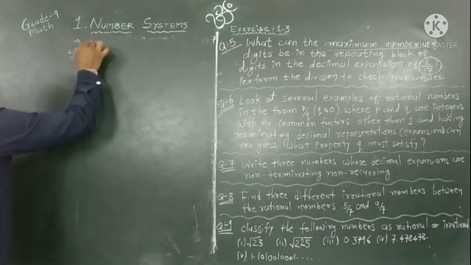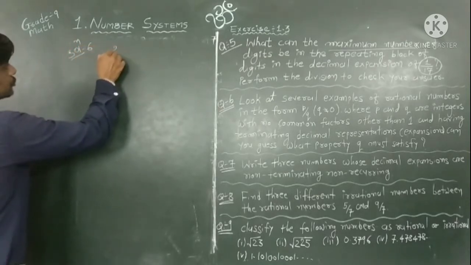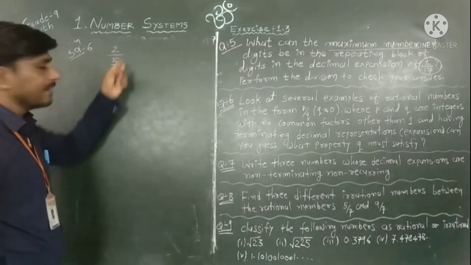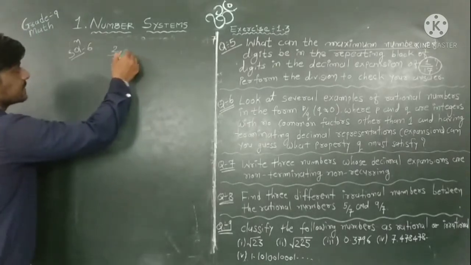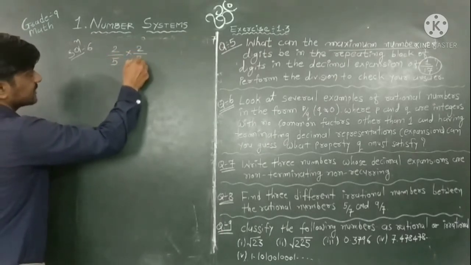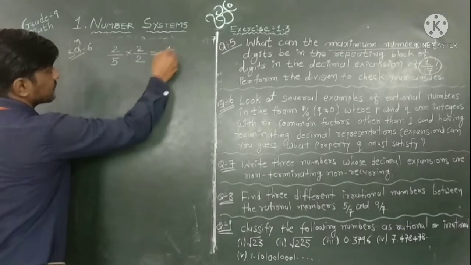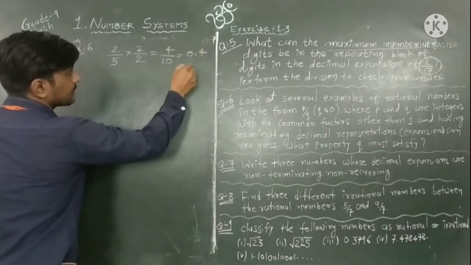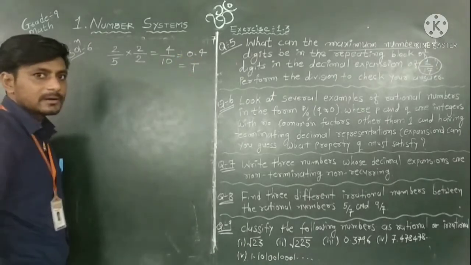Solution number 6. Suppose I take 2 upon 5. If you divide 2 by 5, we simply multiply this fraction by 2 by 2, and it becomes 4 by 10. That means 0.4, and that means a terminating number. This is a terminating number.